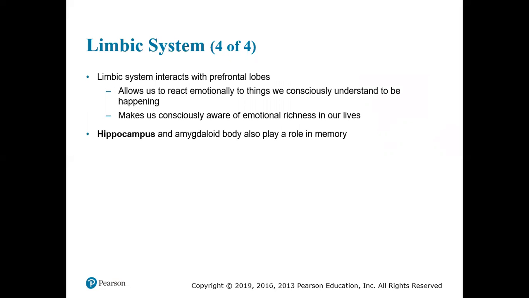The limbic system will interact with our prefrontal lobes. It helps us react emotionally to things we consciously understand and are aware of. Consciousness equals awareness. It makes us consciously aware of our emotions. So it's the point where we're able to sort of witness ourselves feeling an emotion. The hippocampus, which I pointed out, and the amygdala play a role in memory as well.